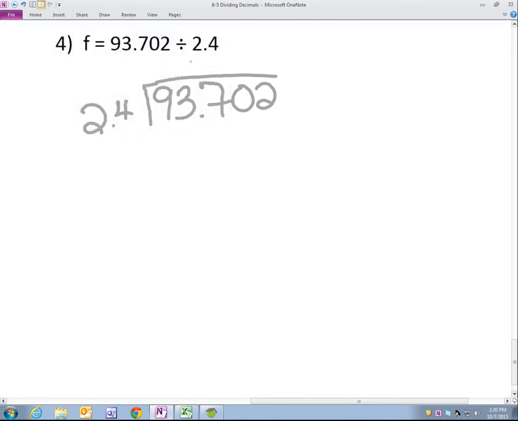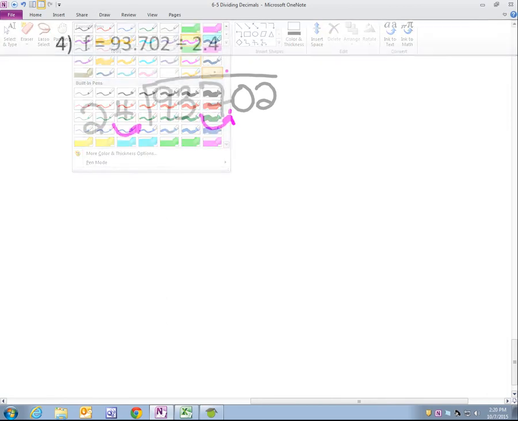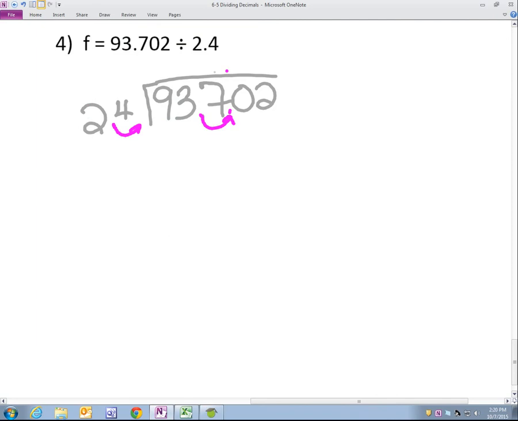So I need to make this a whole number. So this is going to go over just once. I have a new decimal point, new decimal point. So how many times does 24 go into 93? That's 3.